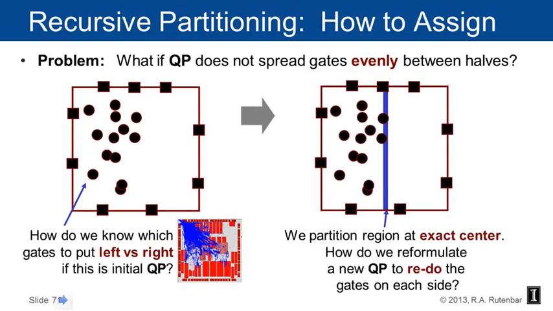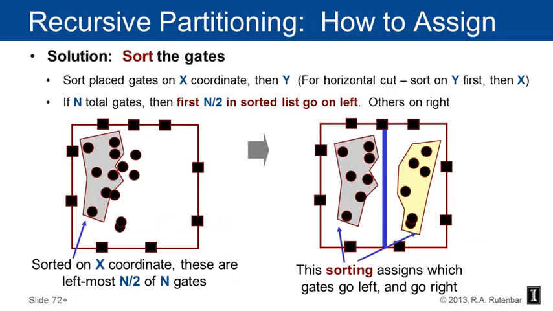So what I'm going to do, again, is partition the region that I'm placing exactly in the center, and I'm going to reformulate a new quadratic placement for the gates on each side. So my new problem is, how do I pick which are the right gates? This is the assignment problem. And the answer is actually lovely and simple. I sort the placed gates first on their x-coordinate and then on their y-coordinate in the event that there are any ties. And honestly, if these things are based on floating point x's and floating point y's, you're probably not going to have too many ties, but you're going to do this anyway. First on x, and then if there's a tie, then on y.